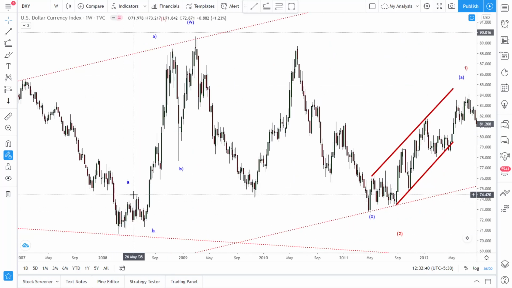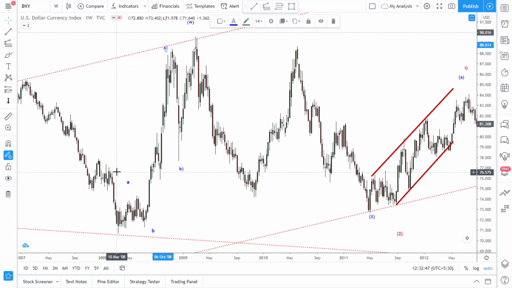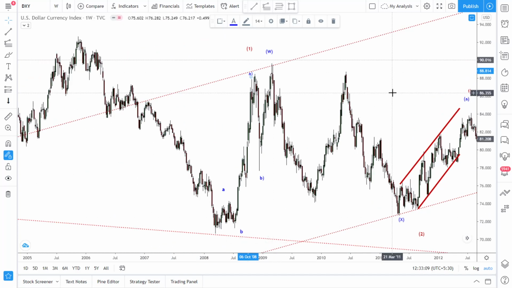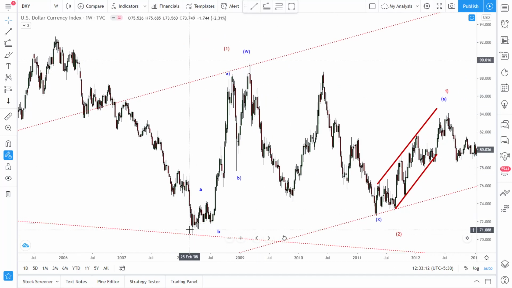This A, B and C is completed. After this, this is a flat correction. A, B, C is A, and here's A, B and C. So this is the B, and C is completed. I didn't take it as 1, 2, 3, 4 and 5, because it's already above the 61.8 retracement, and for me it looks like a correction, not an impulse. So I took this as a flat correction of ABC.